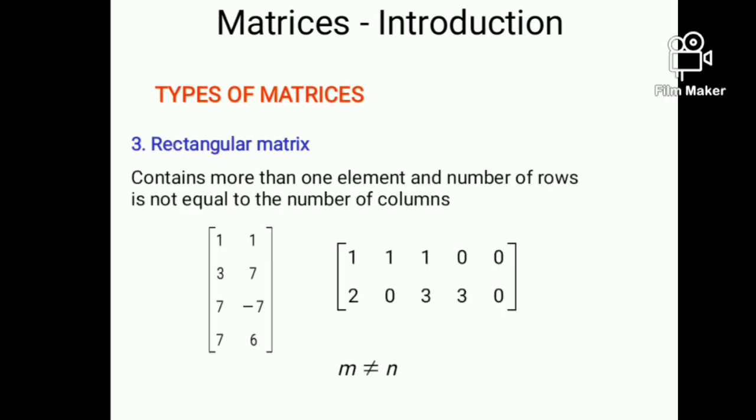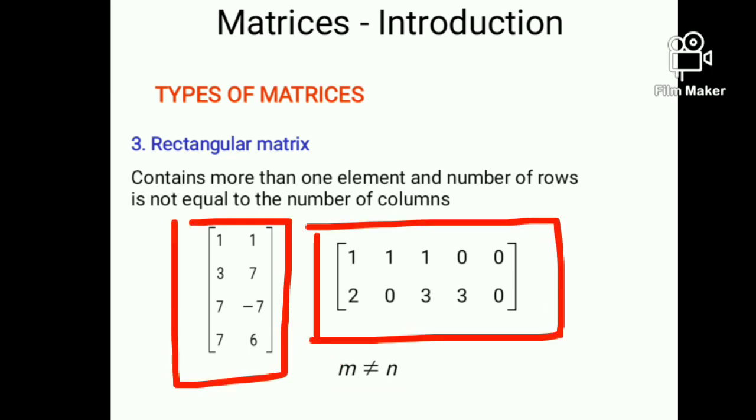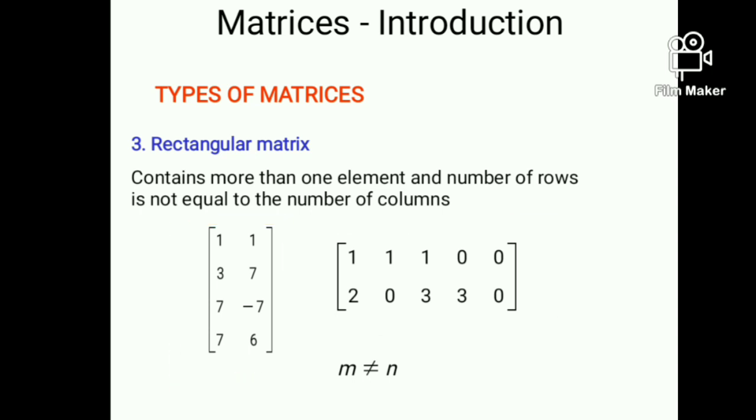Alright, there's another called the rectangular matrix. A rectangular matrix is one which contains at least more than one element and the number of rows and columns are not the same, as given in this example. The first example has 1, 2, 3, 4 rows and 2 columns, while in the second example we have 1, 2, 3, 4, 5 columns and 2 rows. So here m cannot be equal to n. So when we have different numbers of rows and columns, we call that a rectangular matrix.